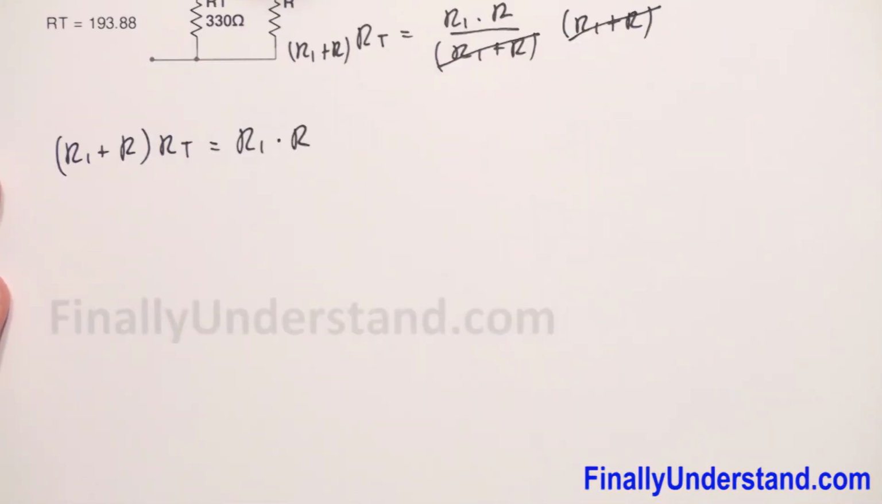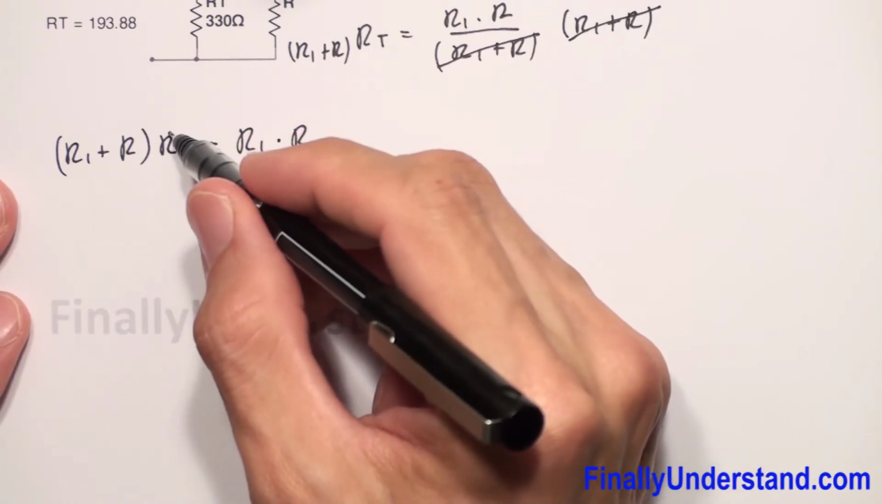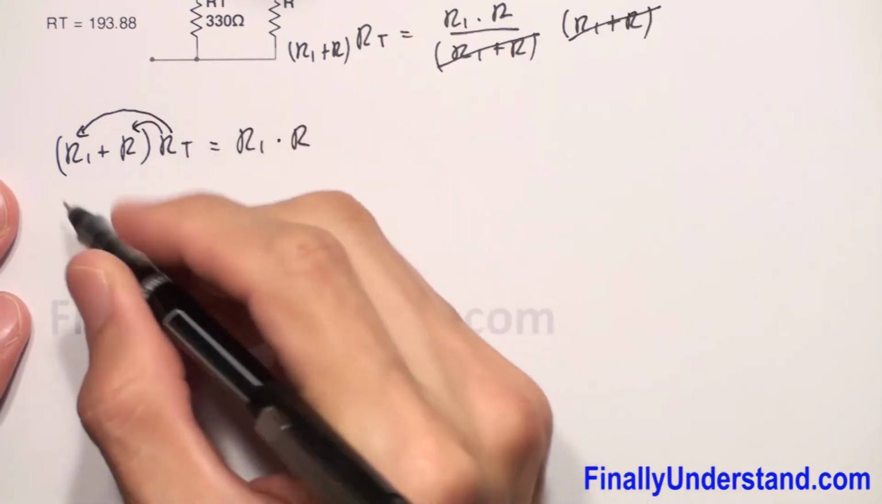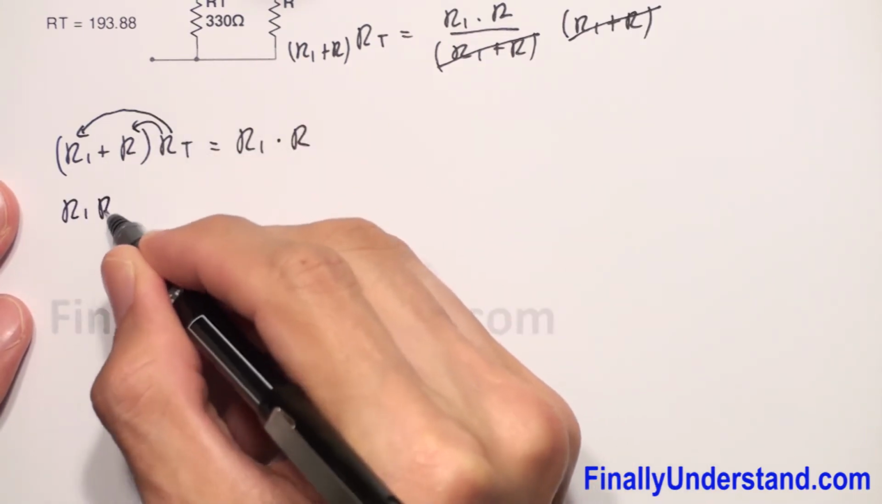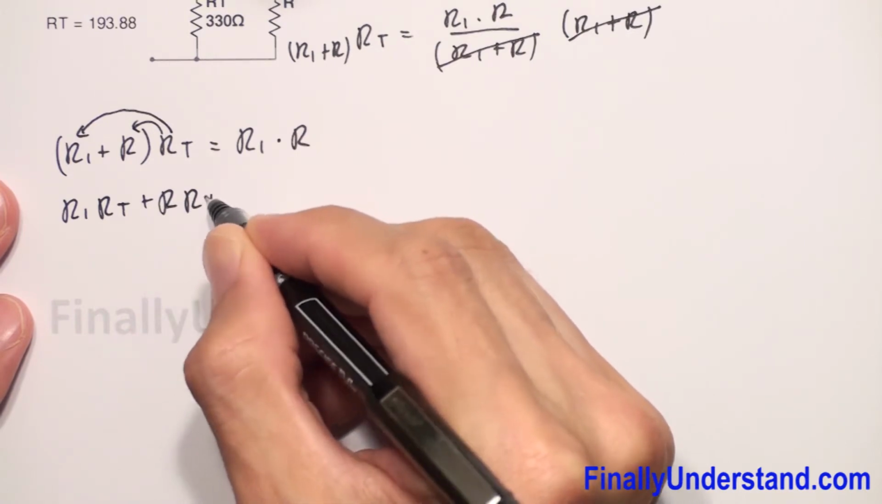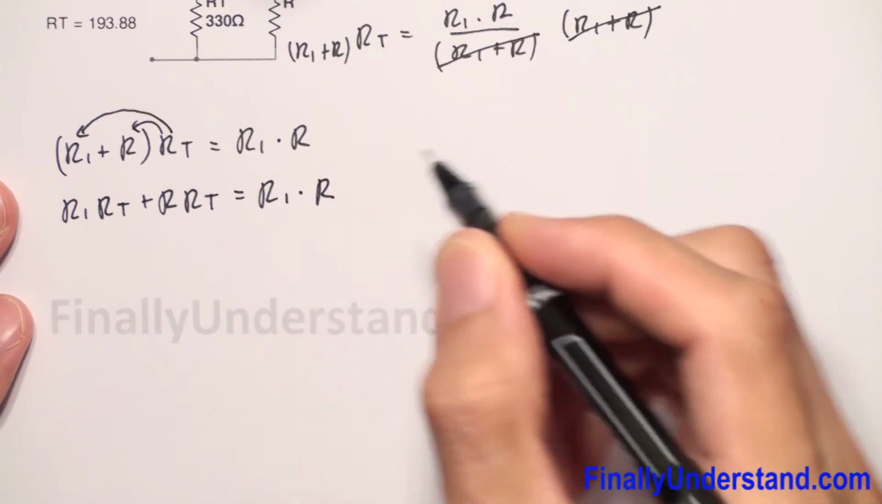Next, I'm supposed to find the product. I have to simply distribute R total into the parentheses. So I have R1 RT plus R RT. This is equal to R1 times R.